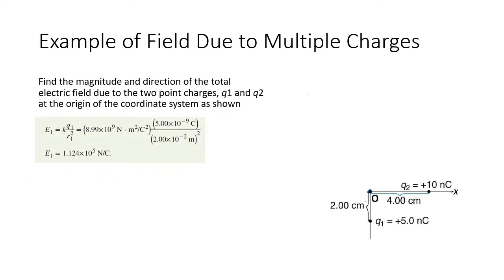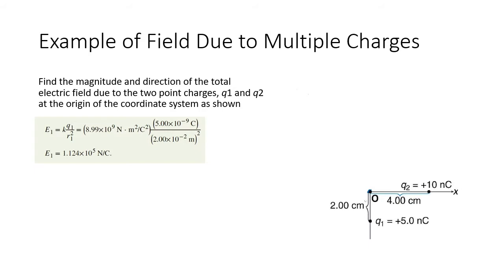So when we're calculating the effect of Q1, we're going to call that electric field 1. We're going to put in our kQ over r squared, where k is approximately 9 times 10 to the 9 newton meter squared per coulomb squared, times the charge of Q1, which is 5 nanocoulombs. Remember, we want to put that in SI units, coulombs, so the nano is times 10 to the negative 9. And that's divided by r squared.